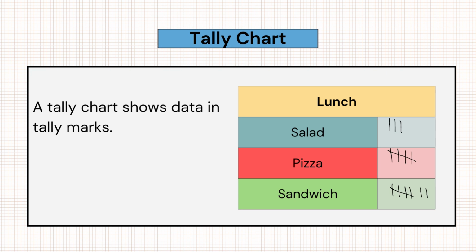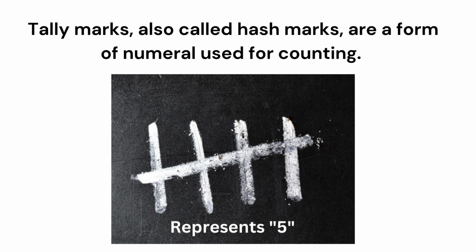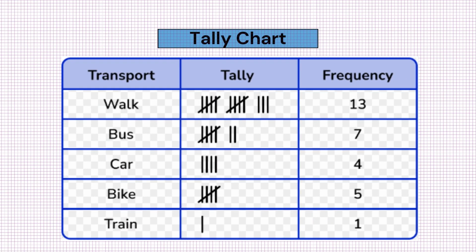Last but not the least is tally chart. A tally chart shows data in tally marks. Tally marks, also called hash marks, are a form of numeral used for counting. For example, this figure represents 5. Here is another example to understand tally chart in detail.